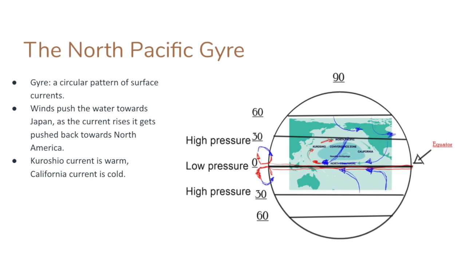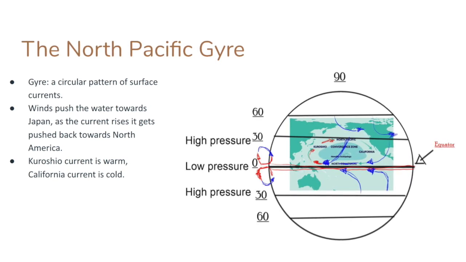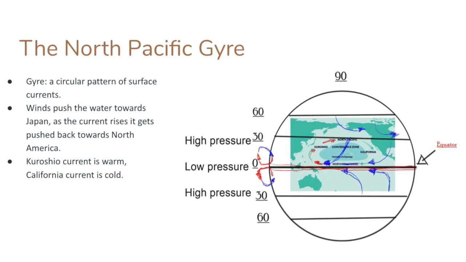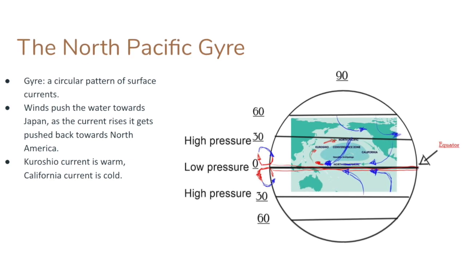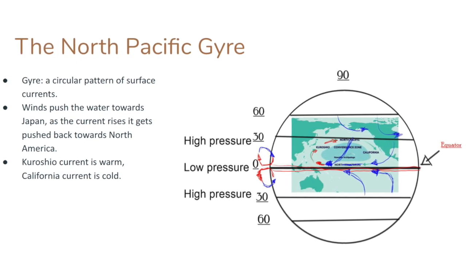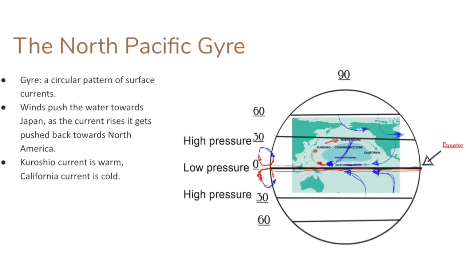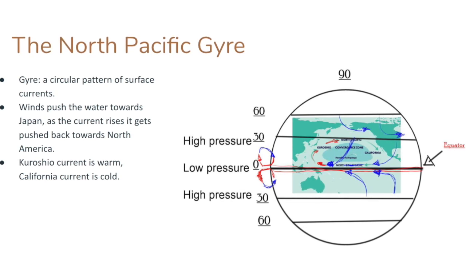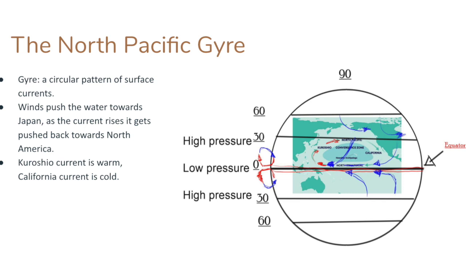Since the trade winds are pushing against Japan, the Kuroshio current is warm because of the equatorial water in the gyre. The Kuroshio current is also faster compared to other currents because of the velocity at which the north equatorial water is being pushed.